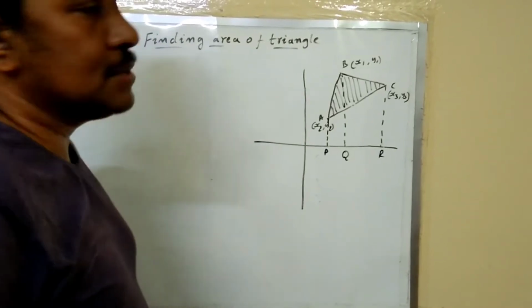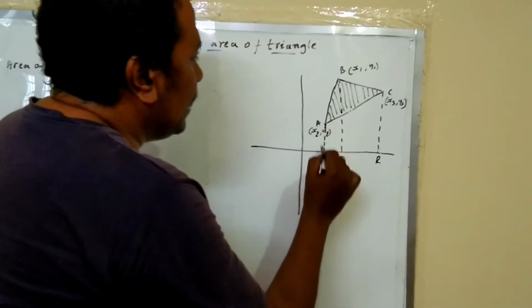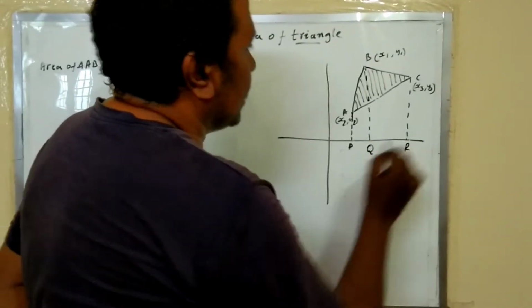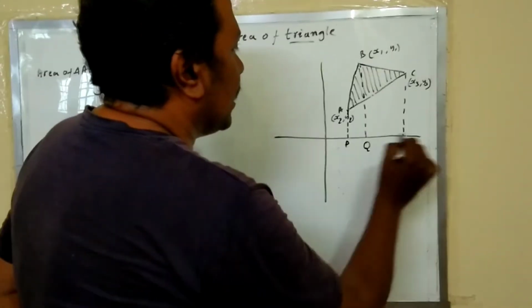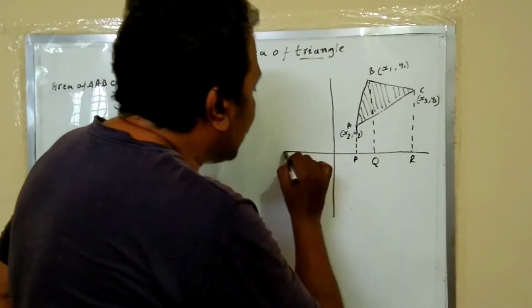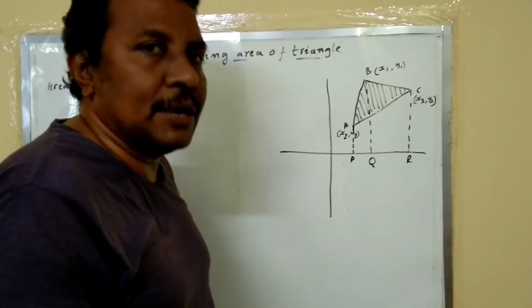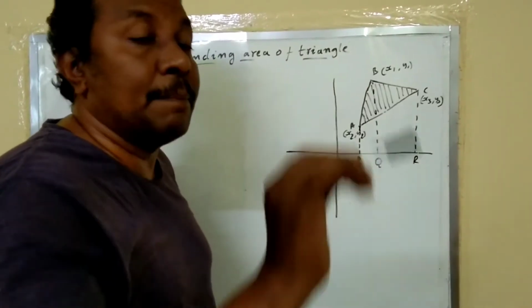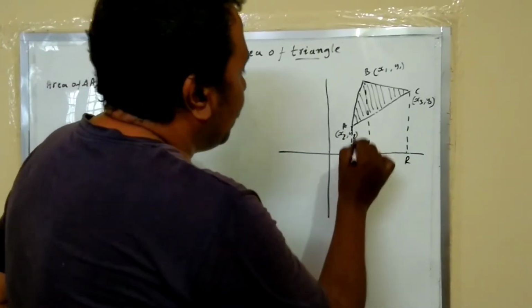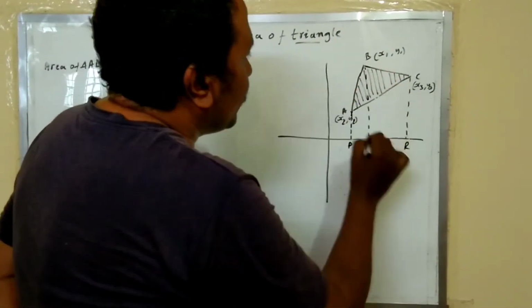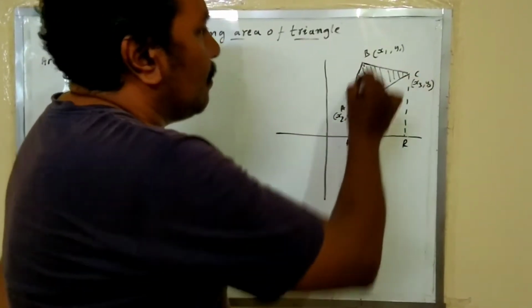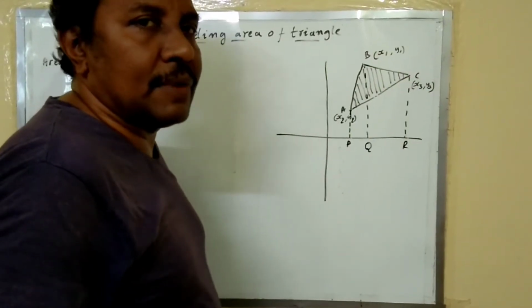For that, first of all, we need to draw AP perpendicular to the x-axis, BQ perpendicular to the x-axis, and CR perpendicular to the x-axis. Because AP, BQ, CR are perpendicular to the same line, and if three or more lines are perpendicular to the same line, then those lines are parallel to one another. So here AP is parallel to BQ and BQ is parallel to CR. Now our task is to find the area of triangle ABC. How to find it?